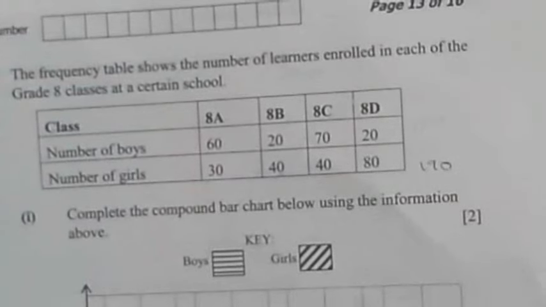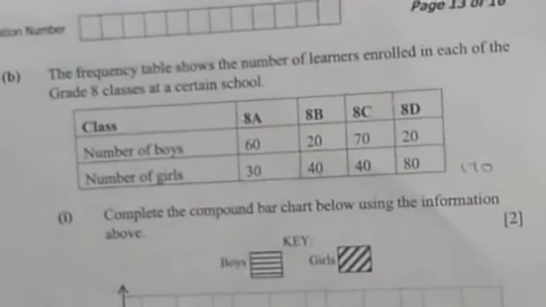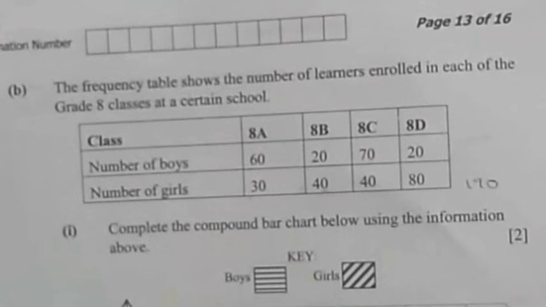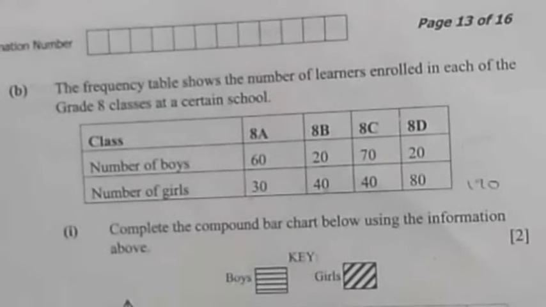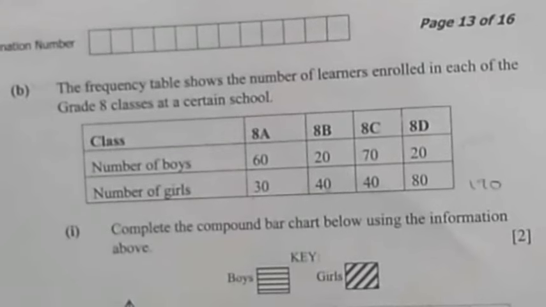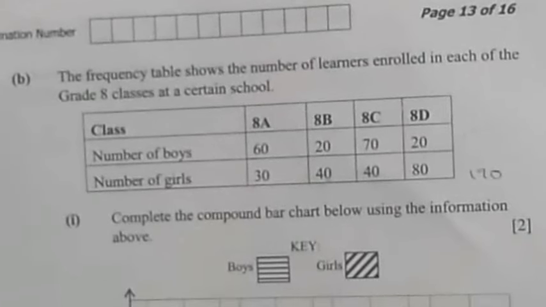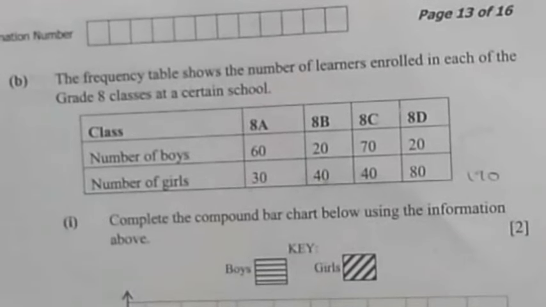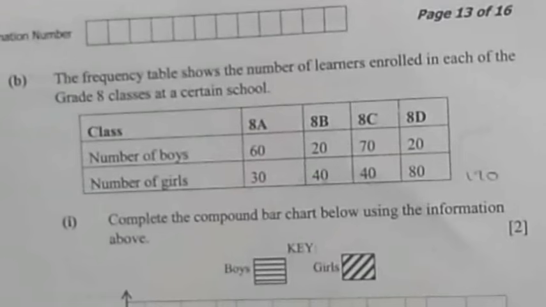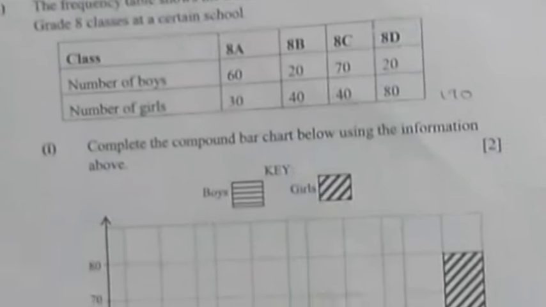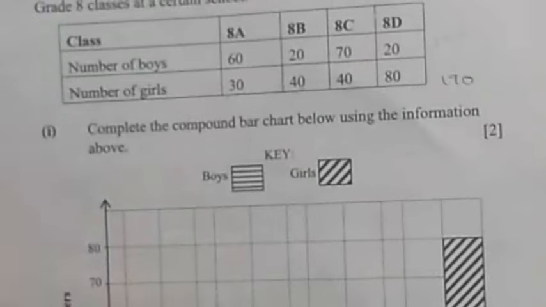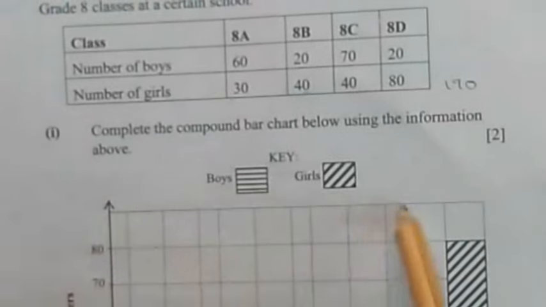Okay, so here we have got a scenario, which is question 7b. The frequency table shows the number of learners enrolled in each of the grade 8 classes at a certain school. Class, we have 8A, 8B, 8C, and 8D. Number of boys, 60, 20, 70, 20. Number of girls, 30, 40, 40, 80. Okay, those are the numbers. So we are asked to complete the compound bar chart below using the information above. We are given even the key, which is this is for boys and this is for the girls.